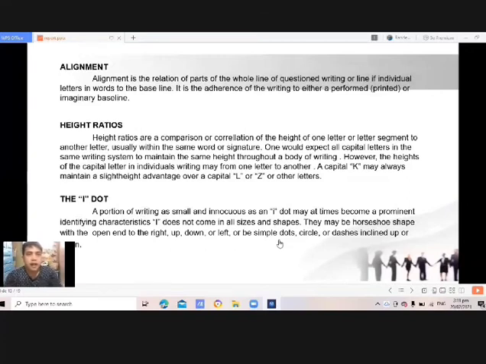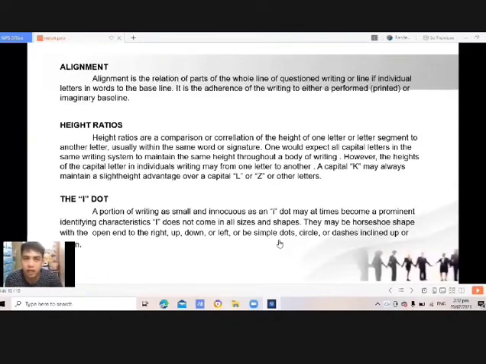Alignment. Alignment is the relation of parts of the whole line of writing, or of individual letters, to the baseline. It is the adherence of the writing to either a performed, printed, or imaginary baseline.